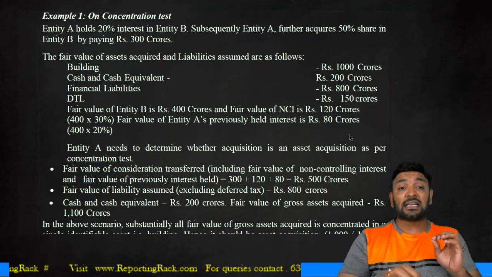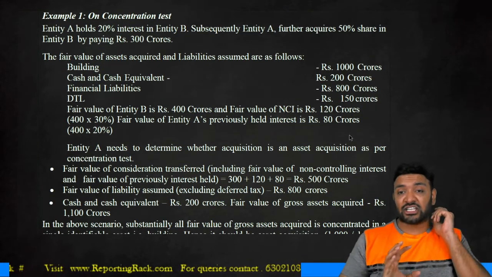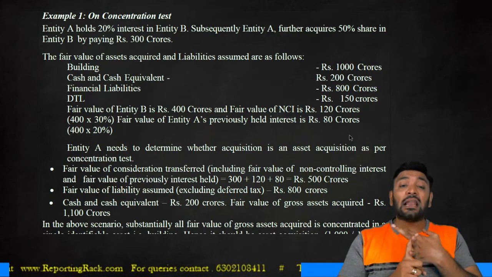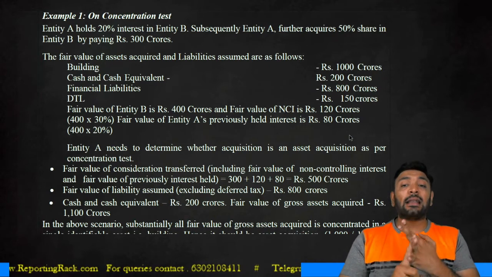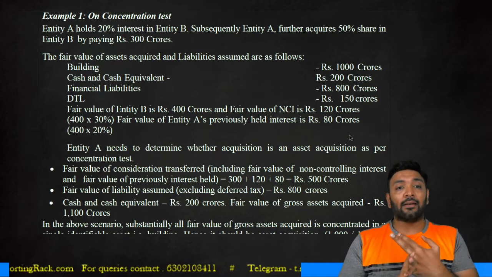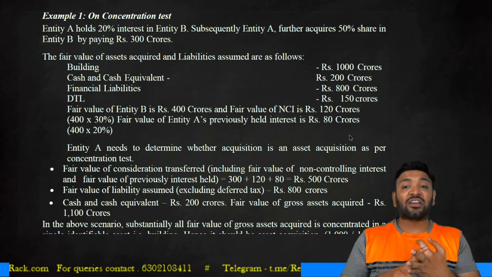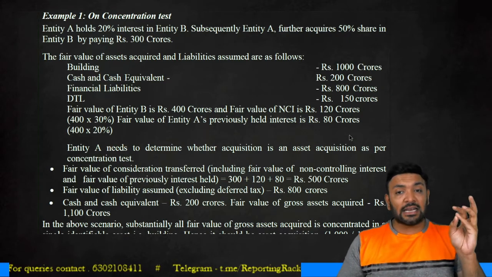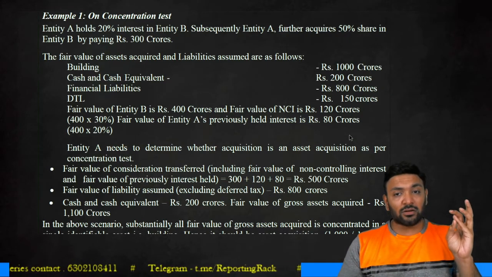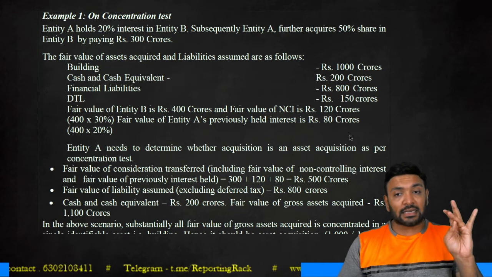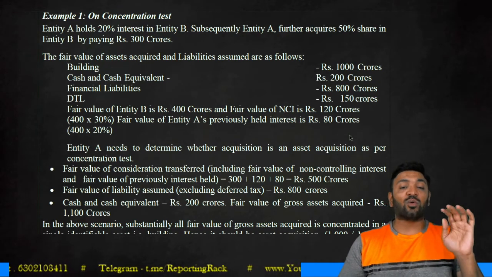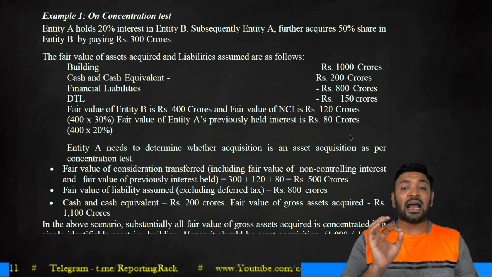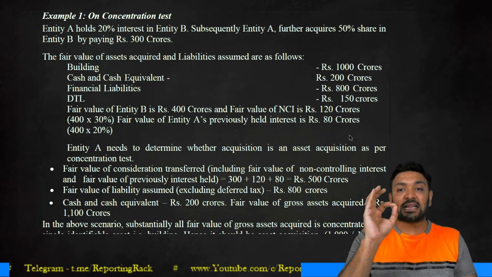Moving down. Then we have to look at what is the fair value. That is the fair value of consideration. Fair value of consideration plus liability. What is the liability assumed? 800. 500 plus 800 is 1300. Minus the value of cash and cash equivalents, which is 200. Therefore, 1300 minus 200 cash and cash equivalents will give me a total answer of 1100. 1100 is considered as fair value of gross assets acquired.